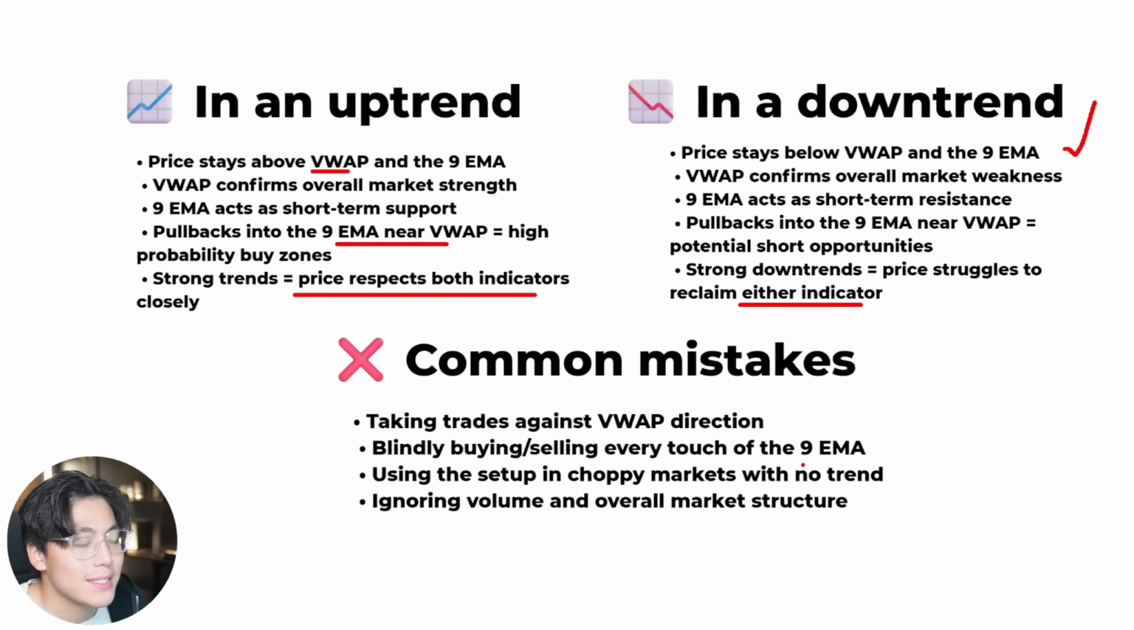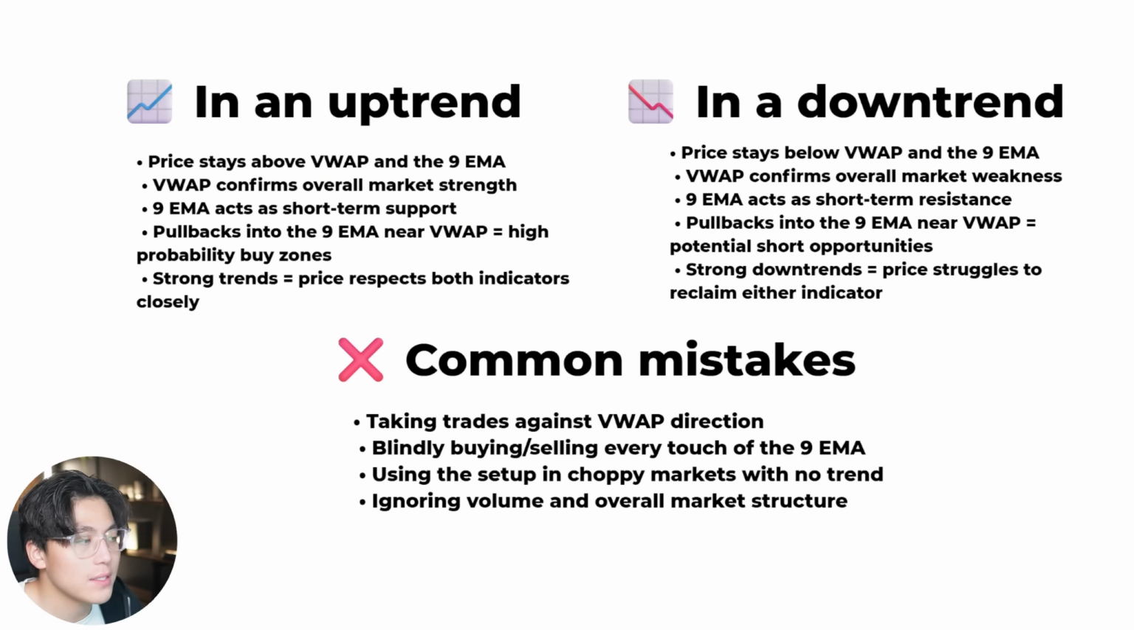Number two, blindly buying/selling every touch of the 9 EMA using a setup in choppy market conditions with no trends. I think this is very important, just because these are intraday indicators and we're focusing them on the lower time frames doesn't mean that we don't have to take into account the higher time frames, because the higher time frames always hold more power. And then finally, ignoring volume and overall market structure, which also combines in with, as I mentioned, the higher time frames.